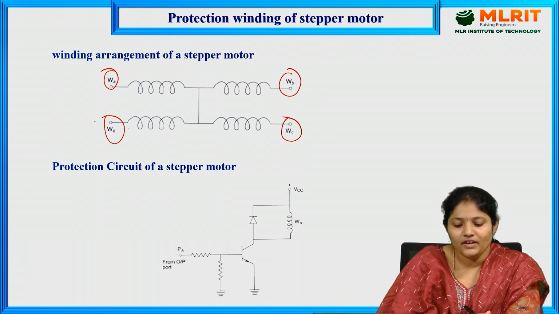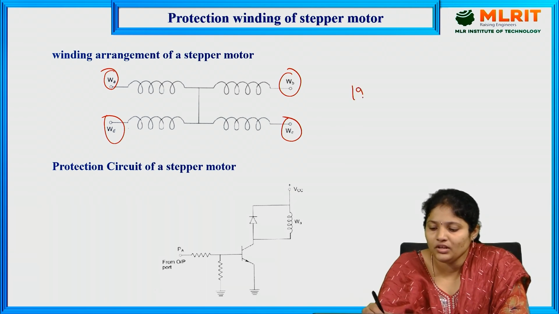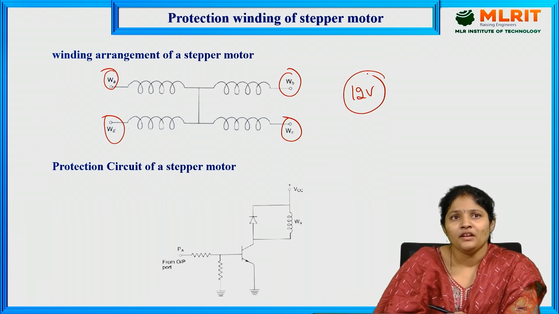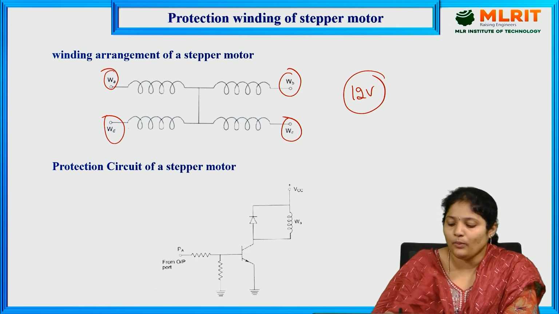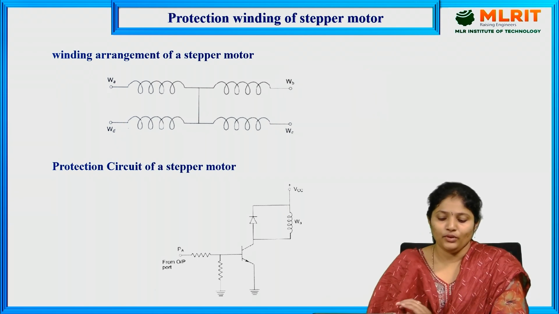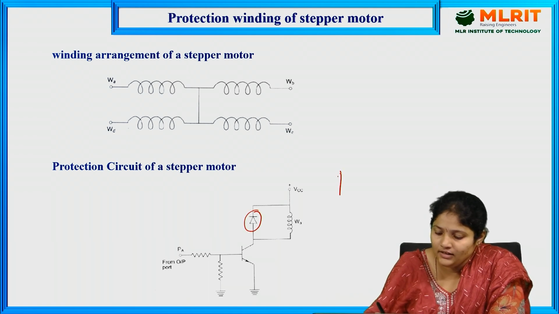In most cases we can apply the stepper motor directly, but a protection circuit for the stepper motor is considered. Why? Because most stepper motors work on a 12 volt power supply, and if high currents pass through the circuit, then the windings will get ruined. To stop the windings from getting ruined, we attach one diode in parallel to the windings.